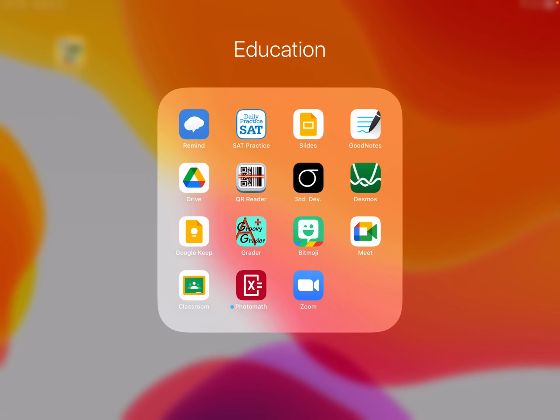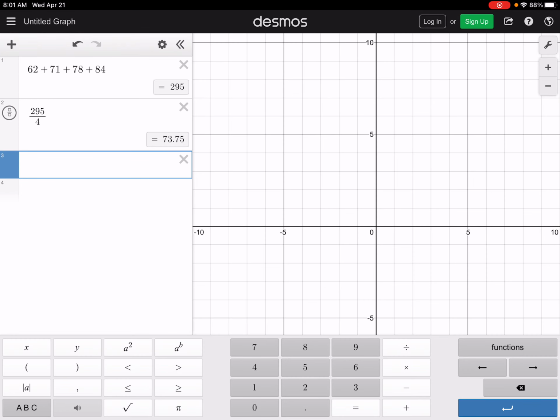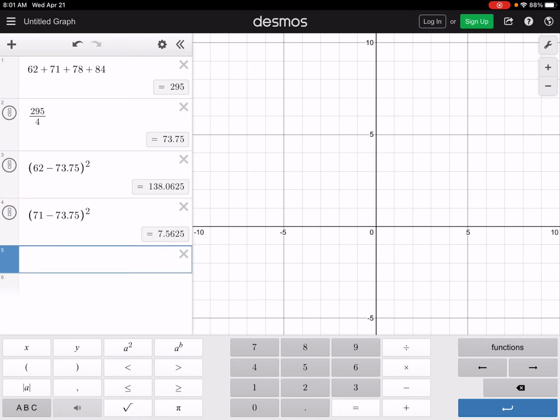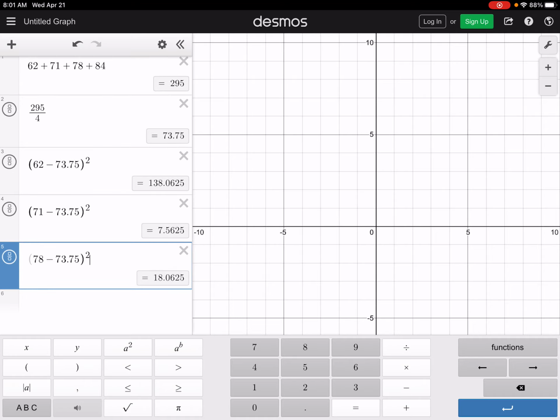Okay. So I'm going to go to my calculator, and I'm going to type in each of my data pieces. 62 minus 73.75, and then I'm going to put parentheses and square it. Then I'm going to do 71 minus 73.75, put my parentheses, square it. I'm going to do my next data piece, which is 78 minus 73.75, square it.